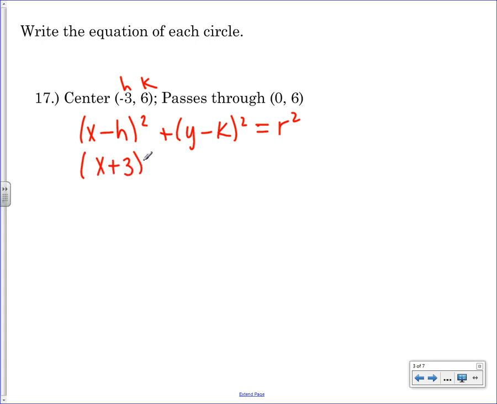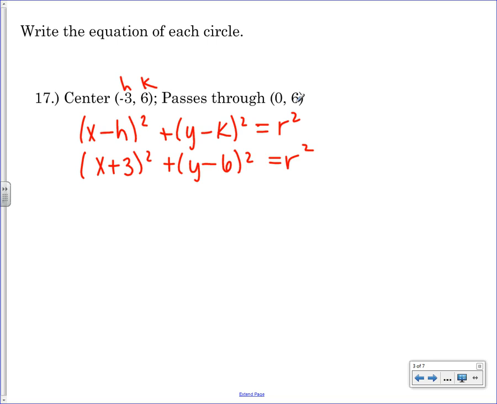So hopefully by now you get it's x plus 3 squared, and it's y minus 6 squared equals r squared. Is everybody okay with that? Okay. So from here, if I know the center's at negative 3, 6, and I know it goes through 0, 6, I could graph the thing, and I could count, right? I could count from the center, either a vertical or horizontal line, and find the radius.